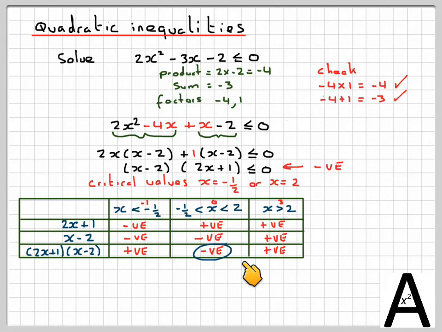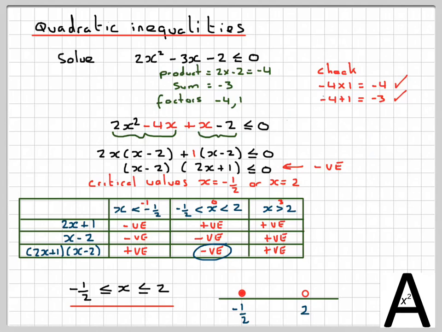Therefore, we're going to select this one and say that x has to be between minus 1/2 and 2, and also equal to it because we've got the equal sign here. So the answer to this problem is minus 1/2 less than or equal to x, and x is less than or equal to 2. And then again we've got the number line solution there, both circles filled in. Now this process can be extended even to cubics as well.